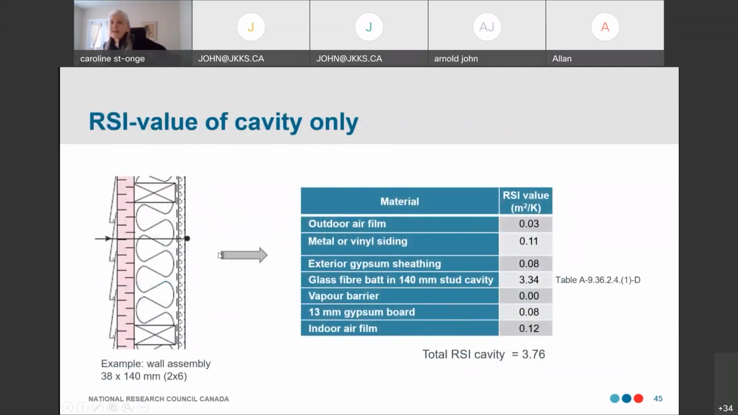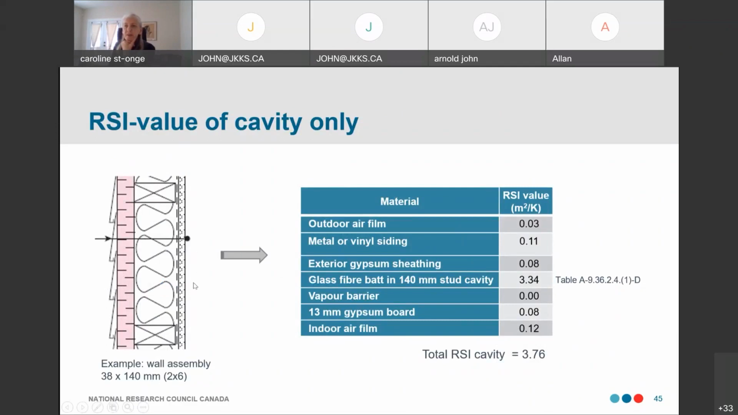I'm showing here an assembly which is very simple. It's a wood frame 2x6 insulated cavity. There is an interior gypsum board finish with a vapor barrier. On the exterior side, there is insulating sheathing and siding.